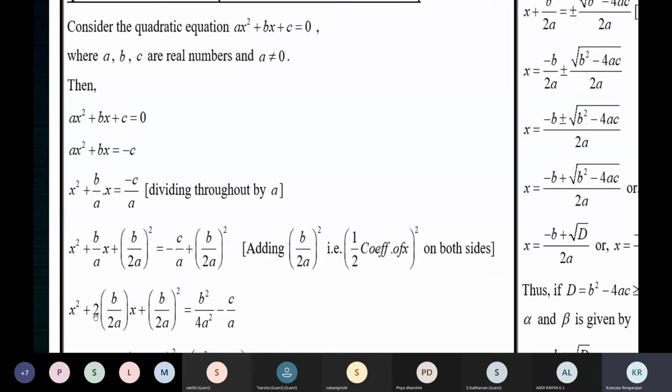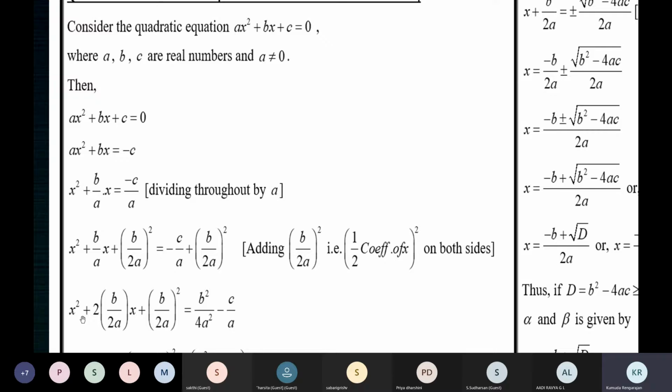So p the whole square plus 2pq plus q the whole square is equal to, on this side, b square is b square, 2a the whole square is 4a square, minus c by a. This is negative, right? So just writing it as a second term. That's all, nothing else. Written this one first, b square by 4a square first, and then minus c by a. Next, this is nothing but x plus b by 2a the whole square in the next step.